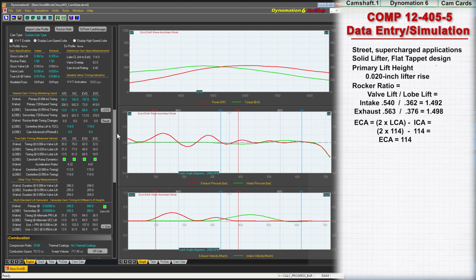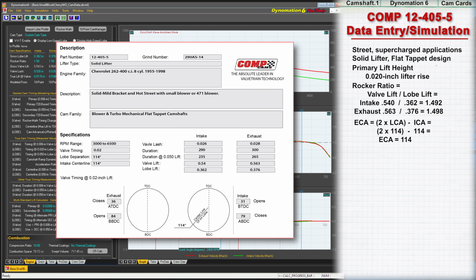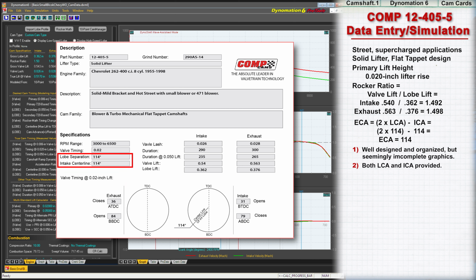Now let's review how well this cam card presented important cam installation and engine simulation data. 1. This Comp Cams card was well designed with good organization, but the valve timing graphics seemed incomplete. 2. Both lobe centerline angle and intake centerline were provided.